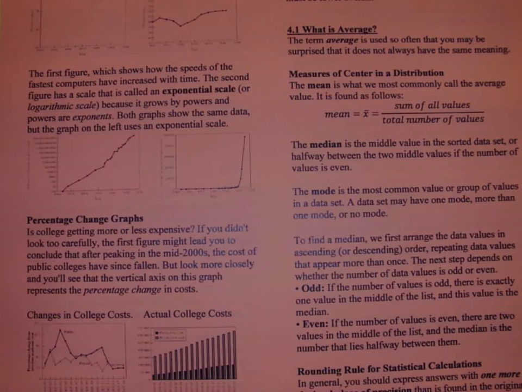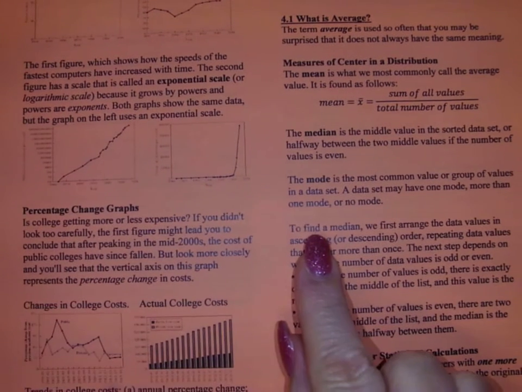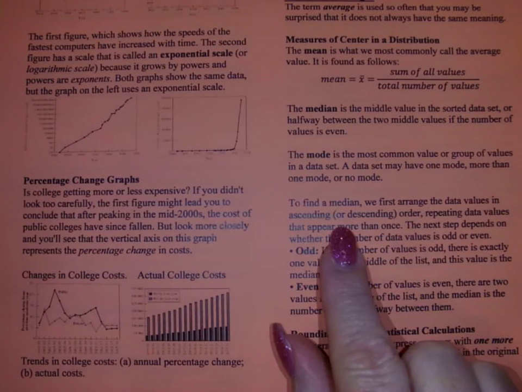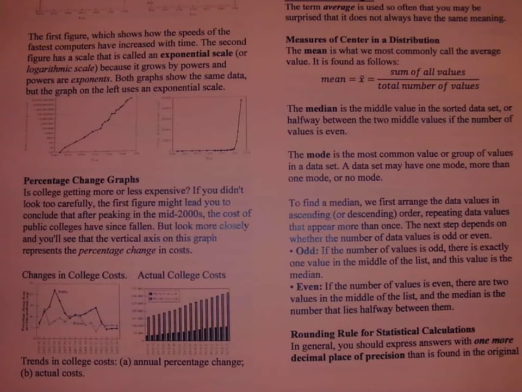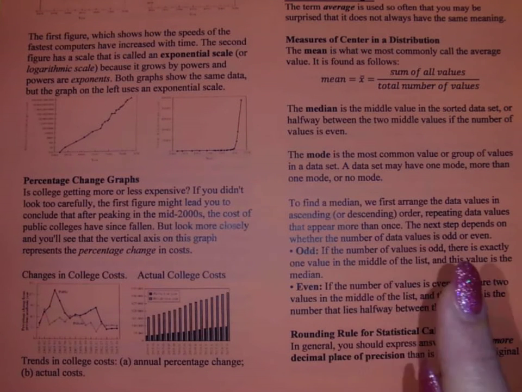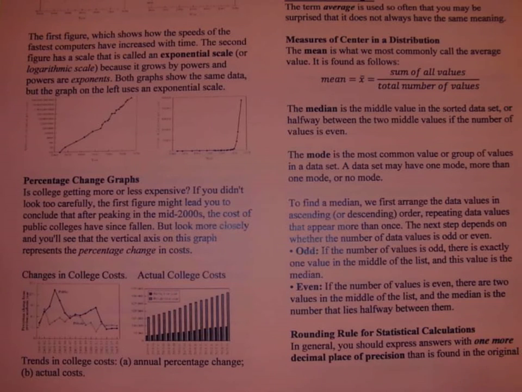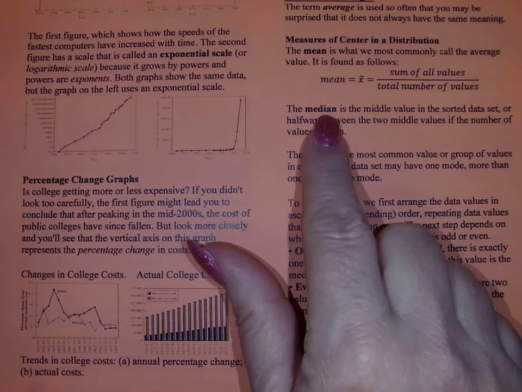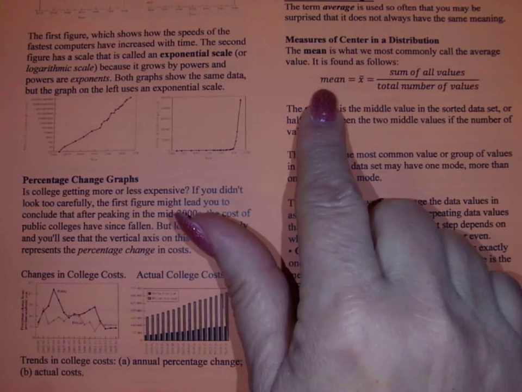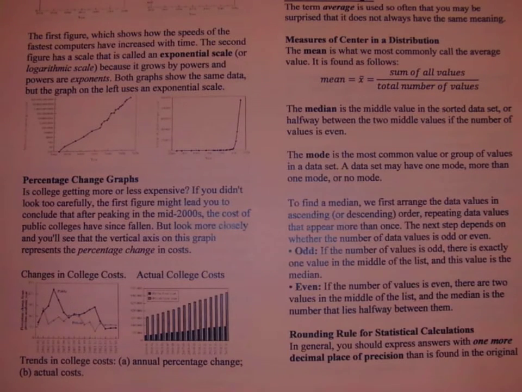So if you're looking to find the median, you're going to arrange the values in ascending or descending order, repeating data values that appear more than once. And then if it's an odd number, it'll just be the middle number. But if it's even, you'll take the two middle numbers, add those and divide by 2. And then mode is the most common value or group of values in a data set, so this is the one that happens most often. To remember which one the median is, think about if you drive, the median is the middle of the road, right? So you're looking for the median value.